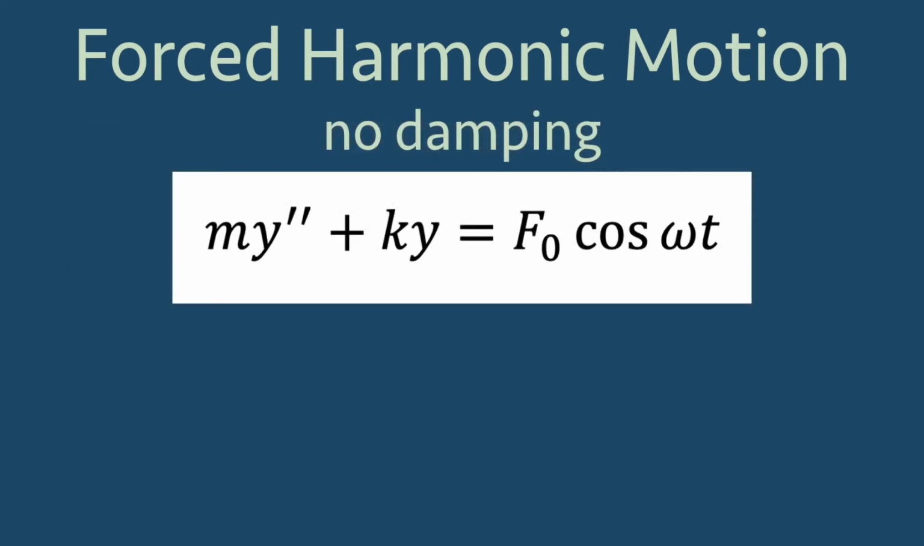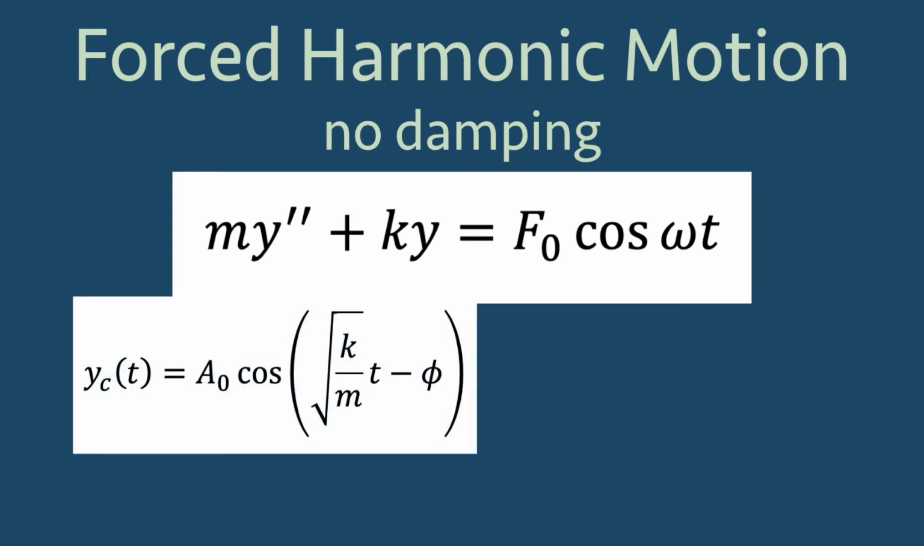If there is no damping, then again we have the case where c is equal to 0, and so my'' + ky = f0 cos(ωt). The homogeneous differential equation results in the complementary function yc(t) = A0 cos(√(k/m) t − φ).